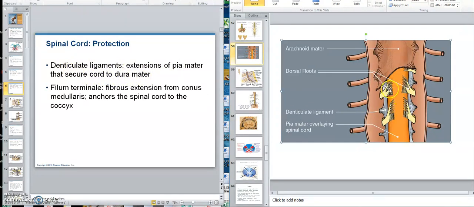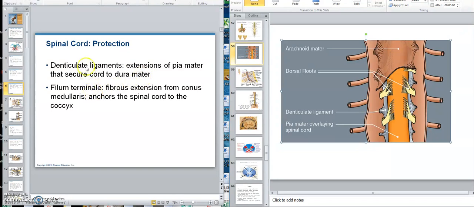So what they're going to do, now think about this. They're on the pia mater, they're going to go through the arachnoid and then hook to the dura mater. And they're going to do it on each side. So if you wiggle around, the cord can't wiggle because you're being held on this side and that side. And the reason they're called denticulate, like teeth, is because they're not continuous down. See, they're like a tooth and then another tooth and so forth. So they're extensions of the pia mater to the cord.